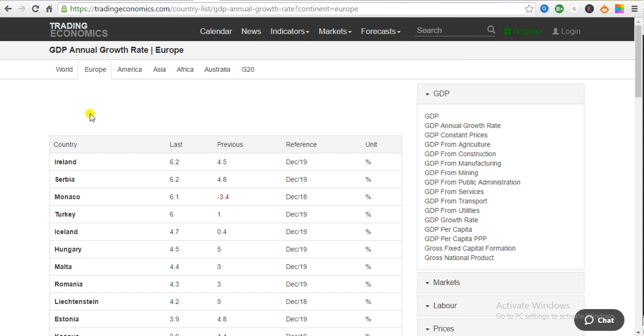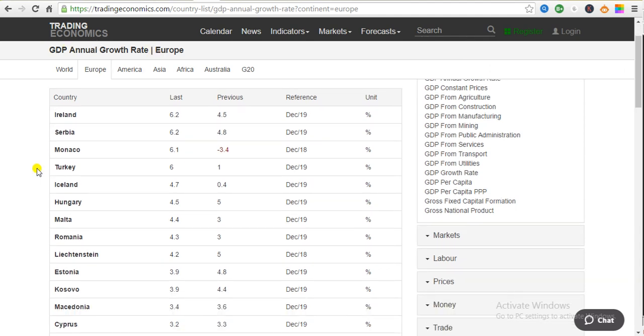A lot of things are happening in the markets. So, GDP annual growth rate. I just kind of lost my bearings a little bit because of that report that just came out. The US is seeing a hard time in the manufacturing sector.